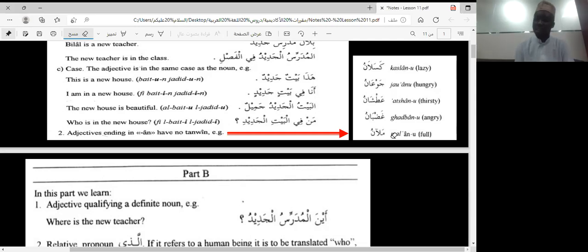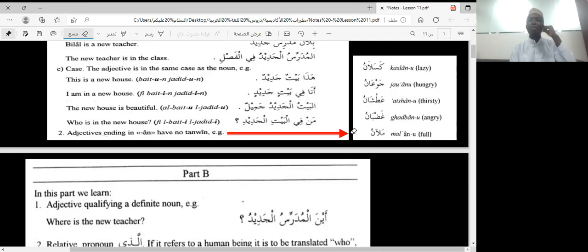So what we are saying now in essence is that we have kaslan. When someone is lazy, because I know you are not lazy. The people here are not lazy. But let me say, when someone is lazy, I know the people here are following the class. I know they are revising the previous lessons. They are not lazy. But if you have not been revising the previous lessons, it means you are lazy. So kaslanu means lazy. Ju'an, hungry. Atshan, thirsty. Ghadban, angry. Mal'an, full.